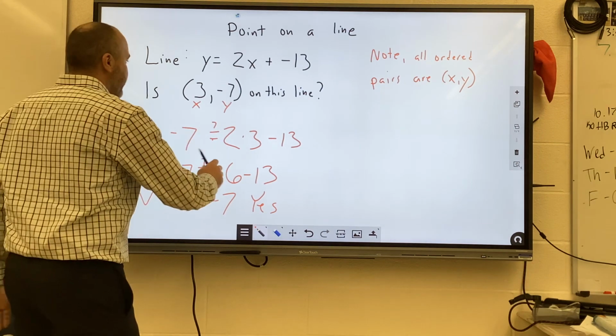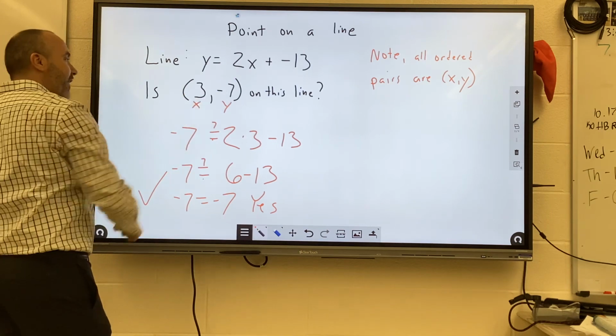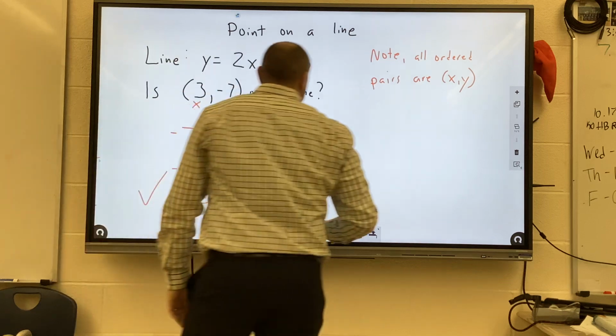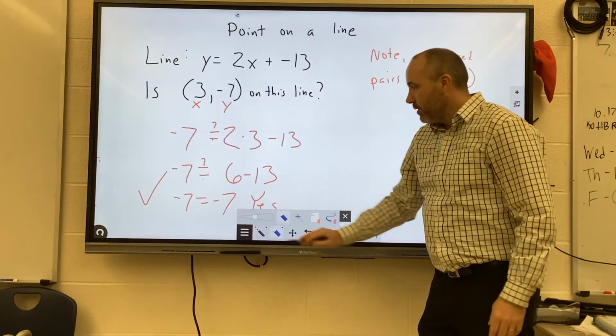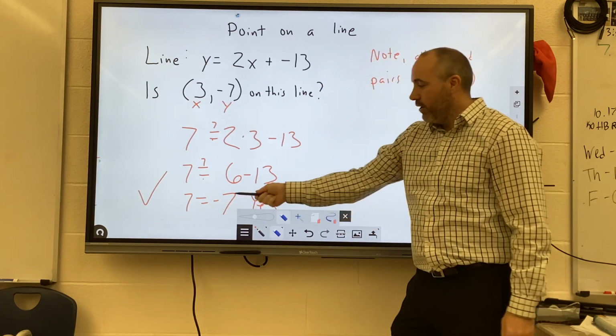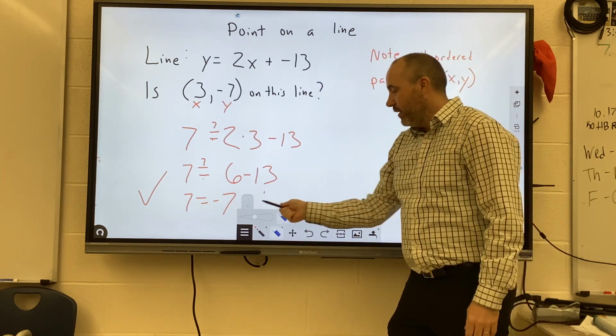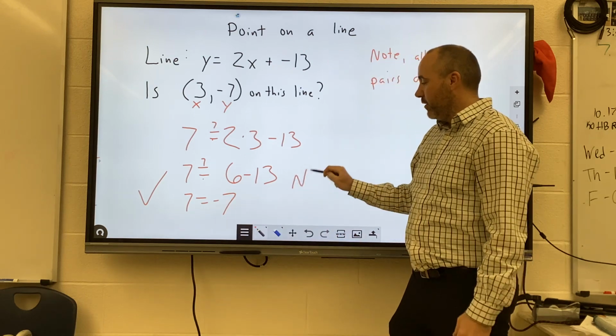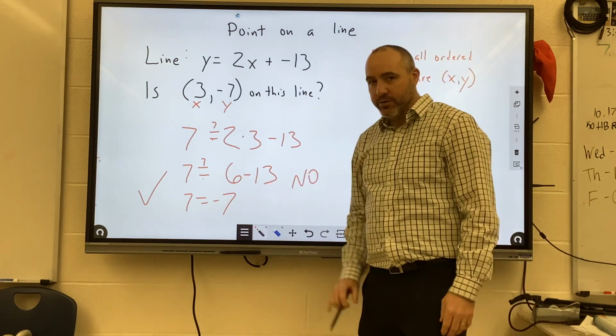If this equation wasn't true, then the answer obviously would be no. So for instance, let's say that instead of 3, -7, we had 3, 7. If it was 3, 7, when we ended up at this point, we had -7 equals 7. That is not true, so then the answer would have been no, because the equation was false.